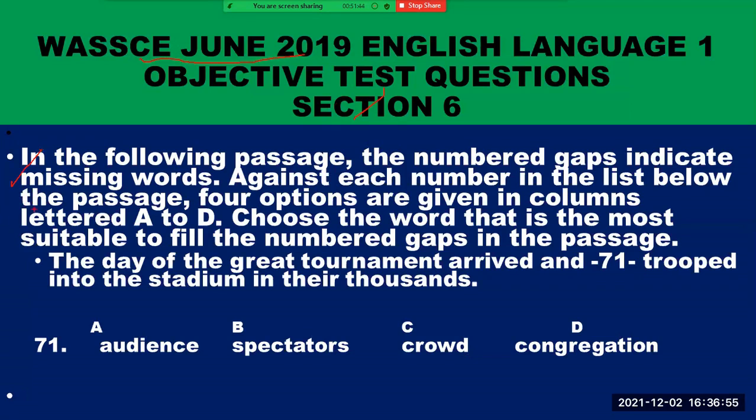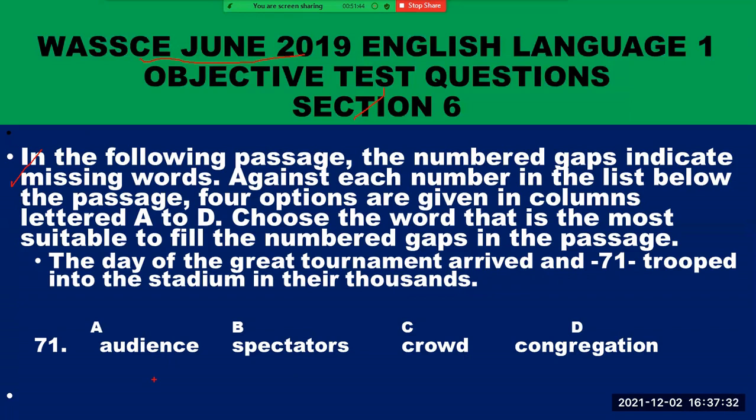And so let's now look at the passage. The day of the great tournament arrived, and dash troops into the stadium in their thousands. Now, we are looking at people who watch a tournament at a stadium. What do you call them? Option A, audience. No, you talk of audience when you talk of a group of people who listen to a speaker at an event or occasion.